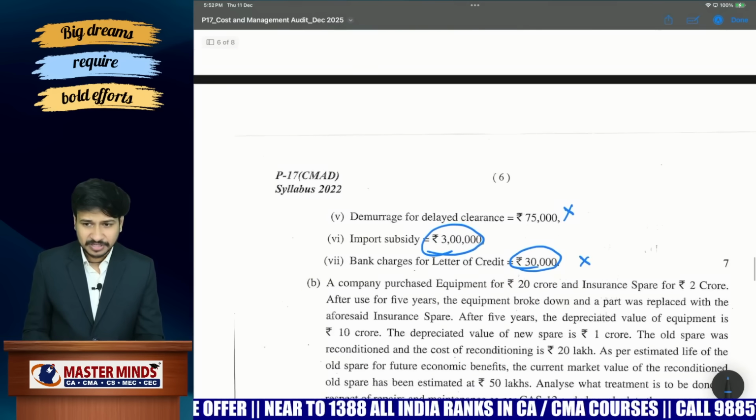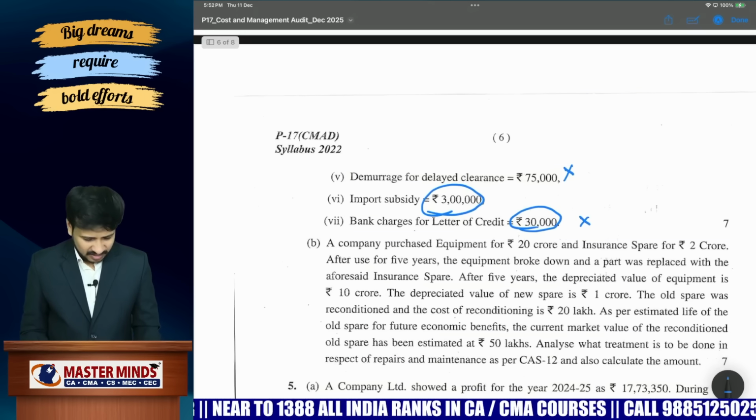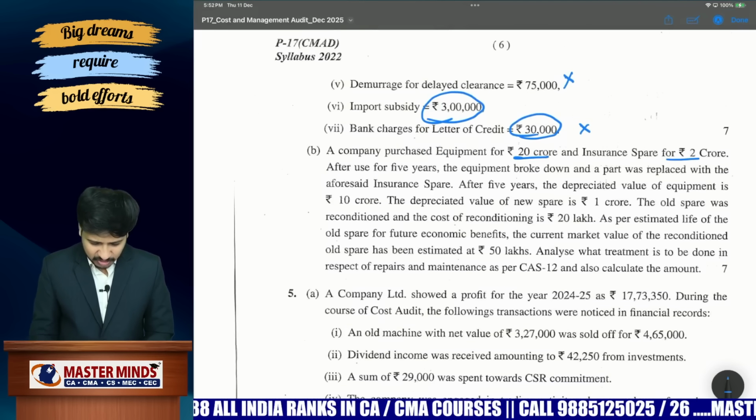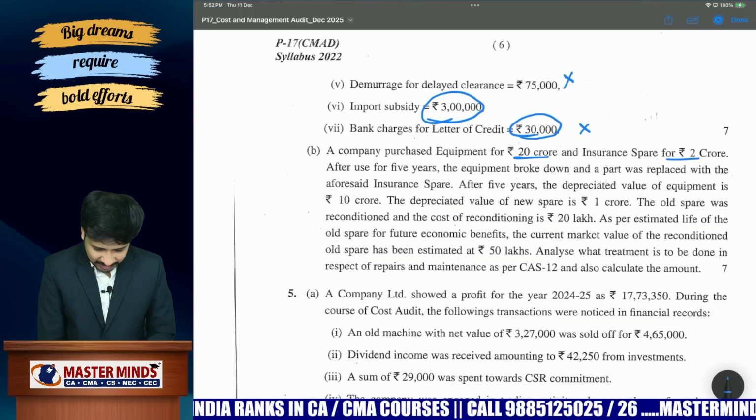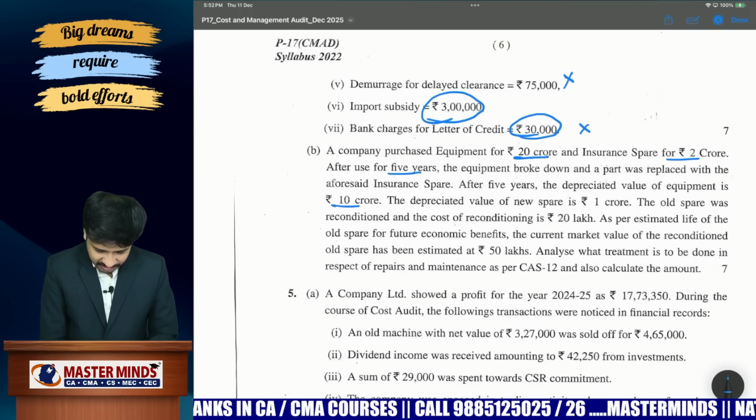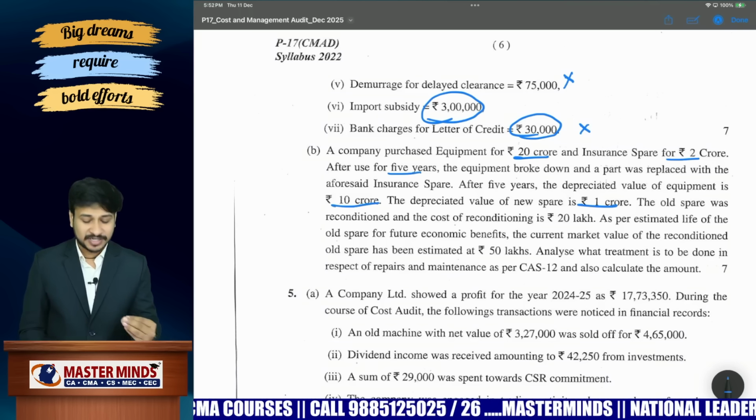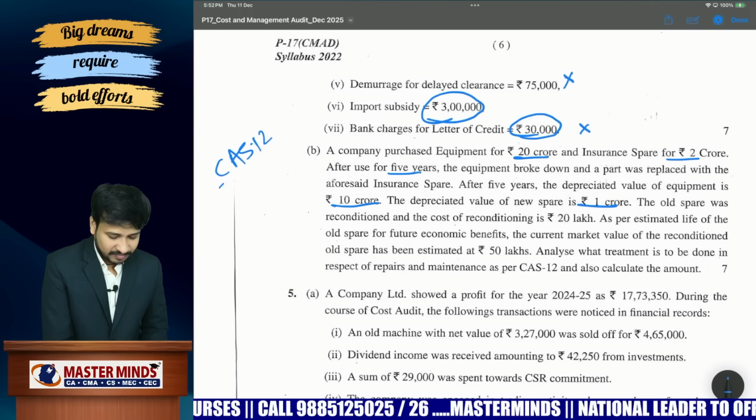Now coming to question number 4B. 4B is very simple. A company purchased equipment for 20 crores, insurance pays 2 crore, and the depreciated value after 5 years is 10 crore and 1 crore. This is a question which is copy pasted from the institute material from CAS number 12.